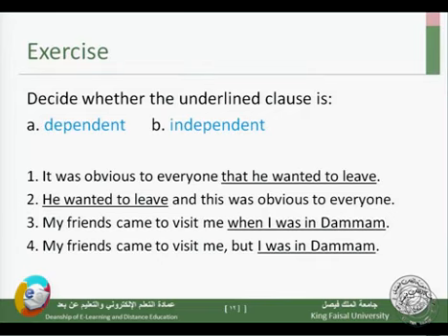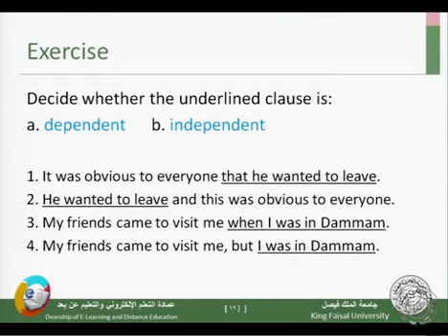Okay, it doesn't need to be added to any other clause to be complete. So we can say he wanted to leave, and we end the sentence. That's okay. We can also use a coordinator like and to add it to another clause. And in this case, both clauses are independent. So this was obvious to everyone. This is also an independent clause.